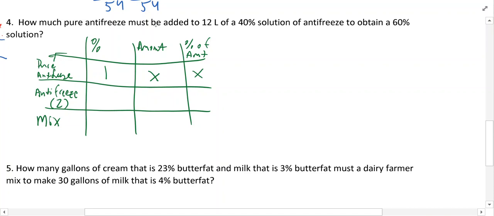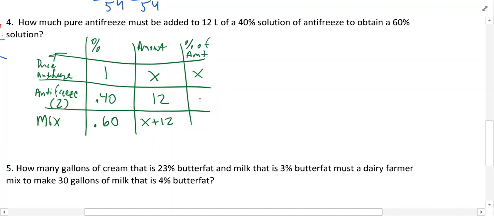How much pure antifreeze must be added to 12 liters of a 40% solution to obtain a 60% solution? So they want to make the mixture 60%. We don't know how much pure antifreeze, but we know we already have 12 of the other one. So this is going to be x plus 12, because remember, when you make a mixture, you add things together.